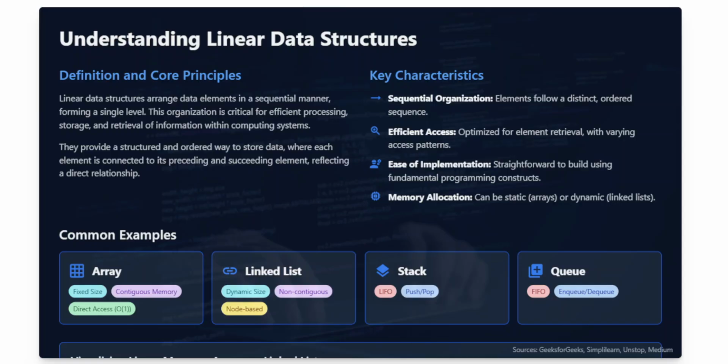Key characteristics include sequential organization, optimized access patterns, straightforward implementation, and flexible memory allocation options. The four primary examples are arrays with fixed size and contiguous memory offering direct access, linked lists providing dynamic sizing through node-based connections, stacks following last-in first-out principles with push-pop operations, and queues implementing first-in first-out behavior through enqueue and dequeue functions. Understanding the memory allocation differences between contiguous arrays and pointer-connected linked lists is crucial for selecting appropriate data structures.